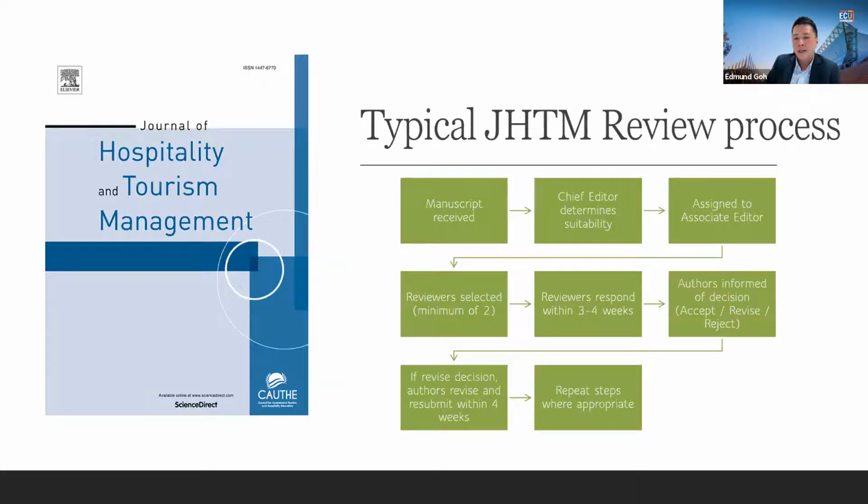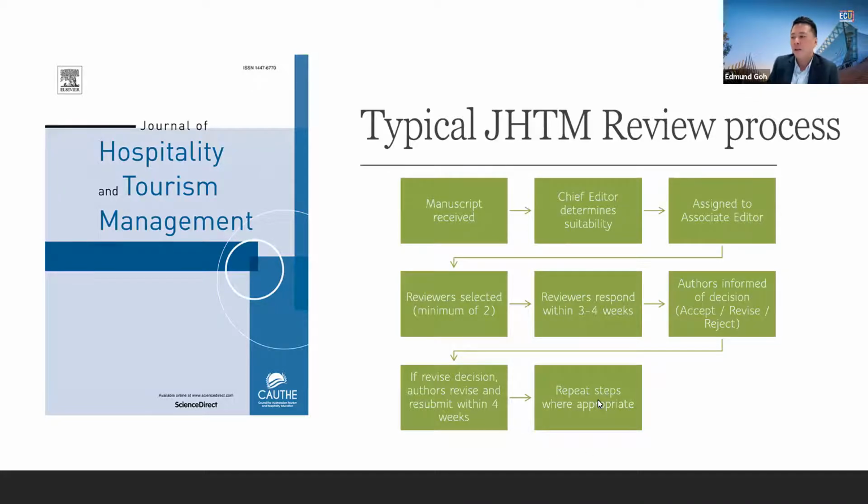If she deems that there's some merit in this paper, it's passed on to one of the associate editors. It could be Mustafa, Emily, or myself. Then we select a minimum of 2 reviewers and send it out for review. The authors are informed of the decision, where there are three decisions: accept, revise, or reject. If there's a revise decision, authors get an opportunity to revise and resubmit within 4 weeks. Then the process repeats itself.